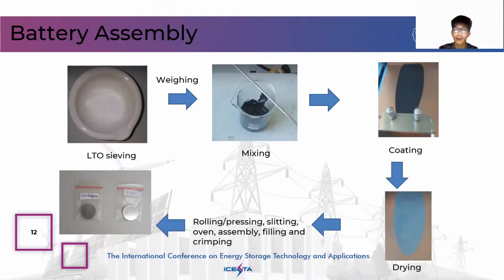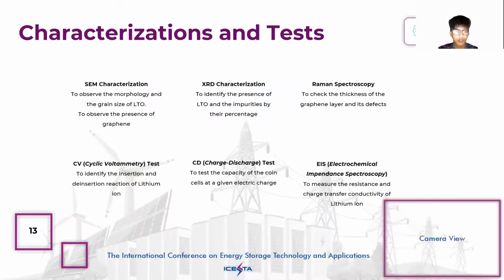The processes are weighing, mixing, coating, drying, rolling, slitting, opening, assembling, filling, and after that, crimping. And after that, we finally got our coin cell. As for the characterizations, we use SEM, XRD, Raman, EIS, CV, and CD.